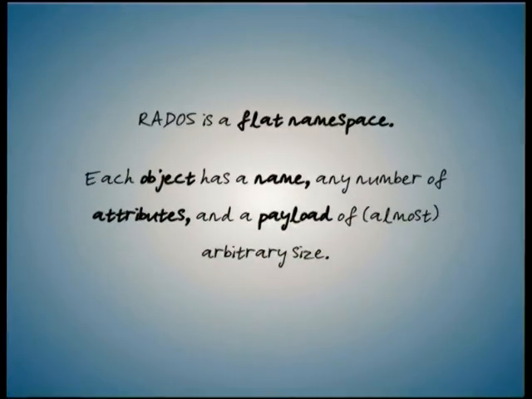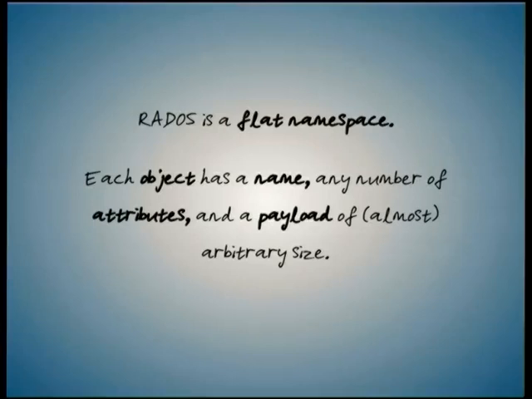So, RADOS is a completely flat namespace. That means we don't have anything like a directory hierarchy or anything of that nature. It's completely flat. This is very common to pretty much all object stores. And in RADOS, for each object, we have a name, an identifier. We have a payload or contents, which is pretty much arbitrary in size. And we can also stick onto a RADOS object any number of key-value pair attributes.